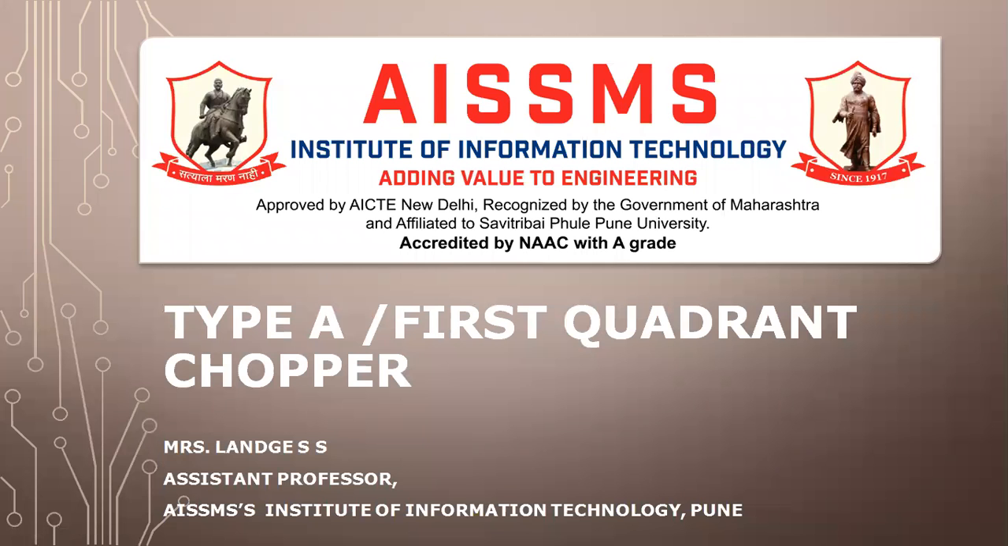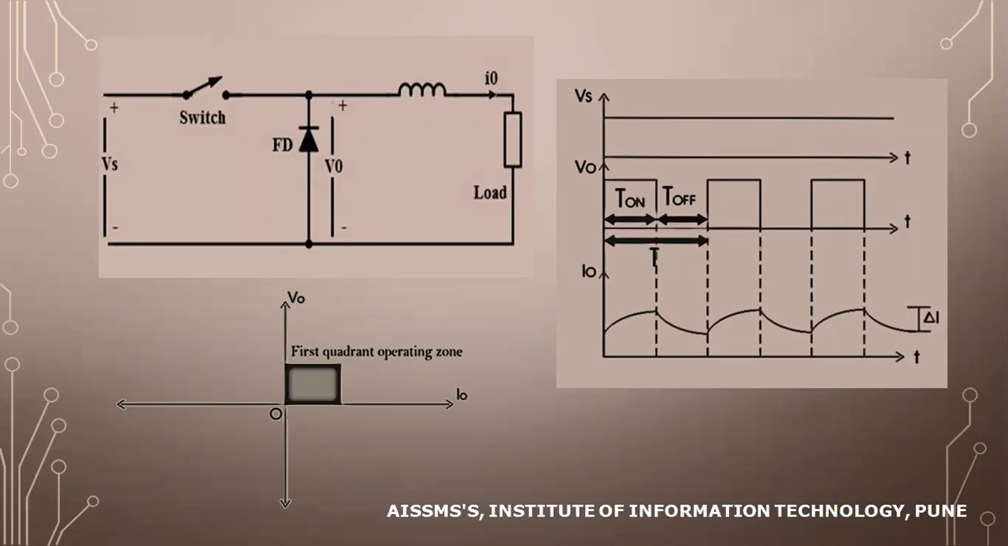Hello all. Today we will study type A chopper or first quadrant chopper. In chopper circuit, unidirectional power semiconductor devices are used. If these semiconductor devices are arranged appropriately, then chopper can work in any of the four quadrants. The chopper circuits are classified according to their working in any of these four quadrants. In this session, we will study working of first quadrant chopper. It is also known as type A chopper.